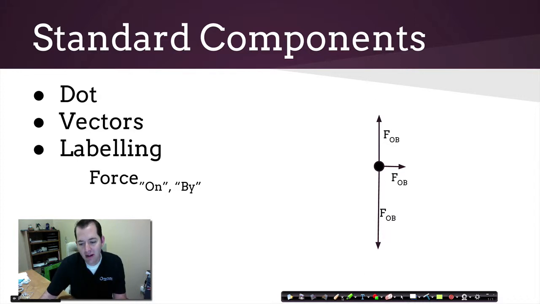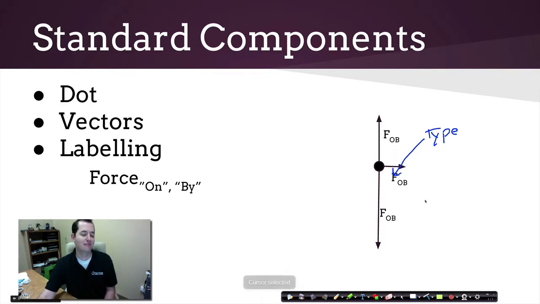And then we have our labeling, and we'll do some examples here, but our labeling is done in a specific way. First, we label the type of force, which we generally do as a large letter, and that could be things like gravity, friction, or the normal force, any of those. And then we identify which object it's acting on.